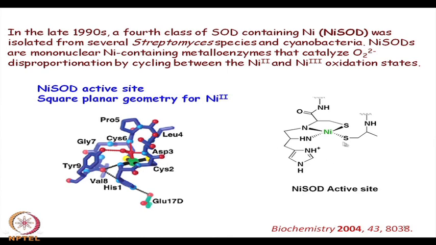So, when you have this square planar environment, immediately it tells us something: your macrocyclic environment, the square planar environment. When you talk about nickel, you always think of a square planar environment, which is well suited for your macrocyclic environment as well. So, you have that apical site available for interacting with your substrate molecule or your superoxide O2 or peroxide molecule.